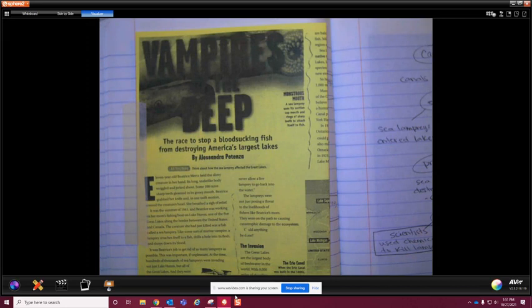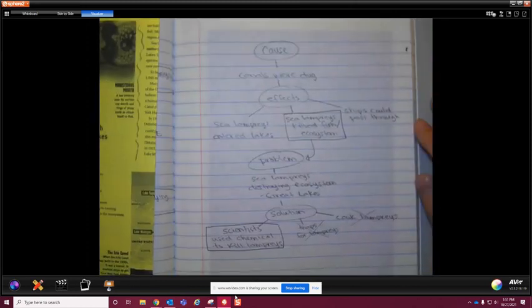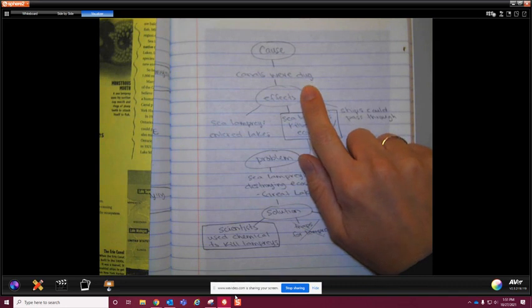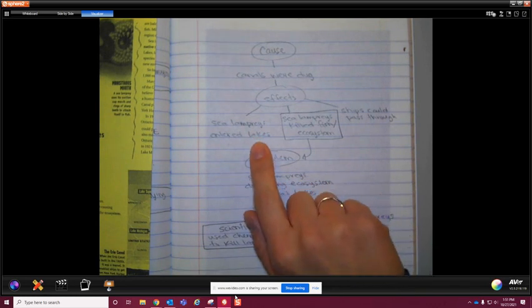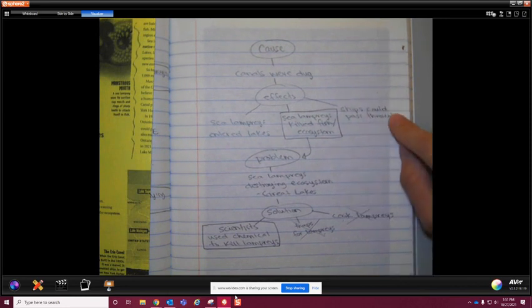With cause and effect, basically there was a cause, because something happened, there were different effects. And those potential effects could be a positive thing or a negative thing. Sometimes an effect can lead to a problem, which then has to come to a solution. So if we're looking at Vampires of the Deep, the cause is that these canals were dug, and the effects of those canals being dug is that the sea lampreys entered the lakes. Sea lampreys killed fish and the ecosystem, and then ships could also pass through.